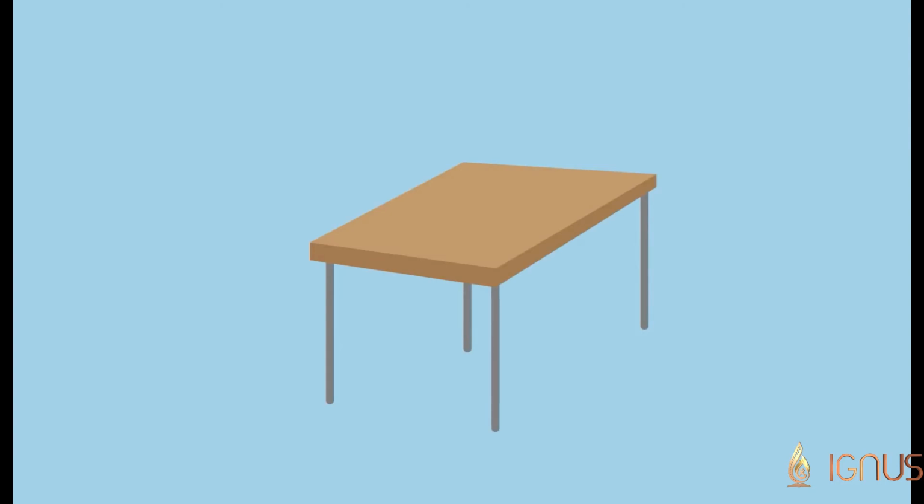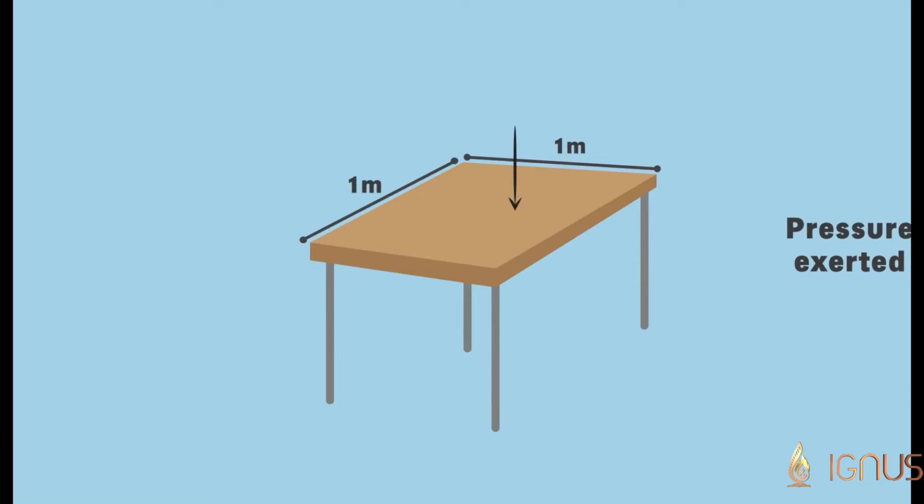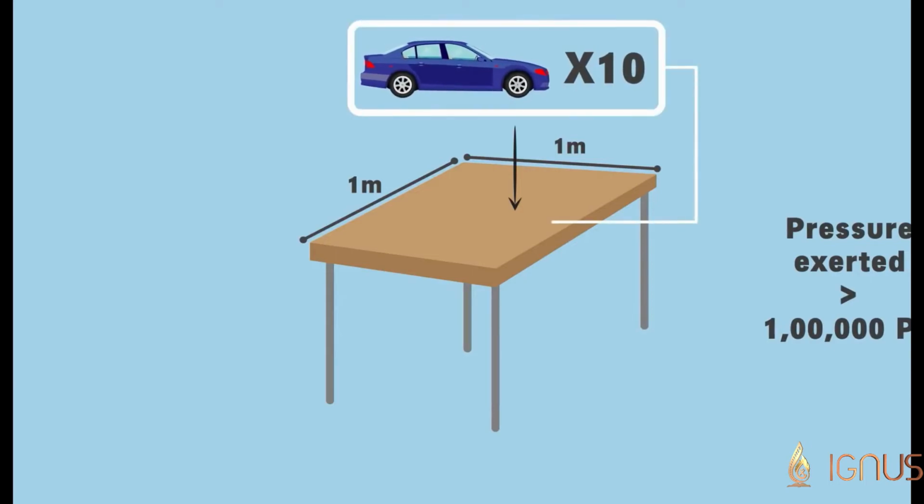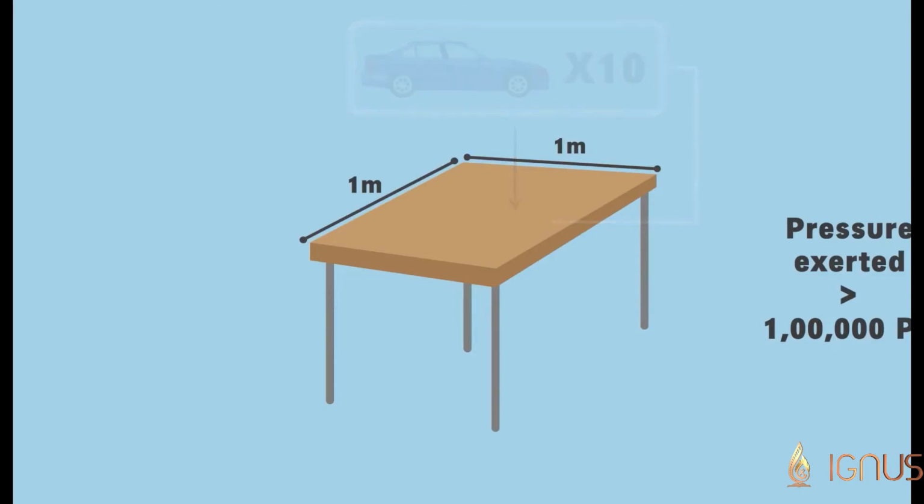For example, if I take a table with an upper surface of 1 by 1 meter, the pressure exerted by the air on the table in the downward direction is greater than 1 lakh pascals. This is equal to 10 cars being put on the table. I know what you must be thinking. Why doesn't the surface collapse under this huge pressure? How does it handle such massive pressure acting down on it?